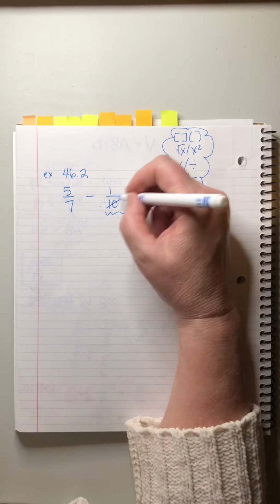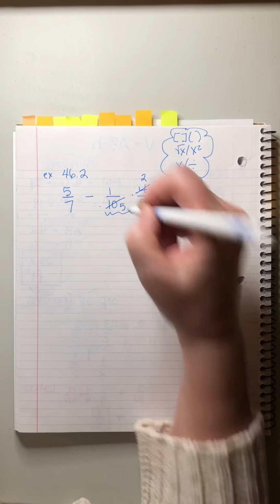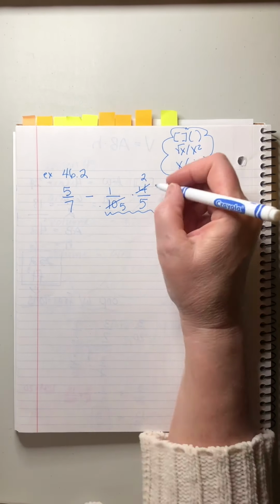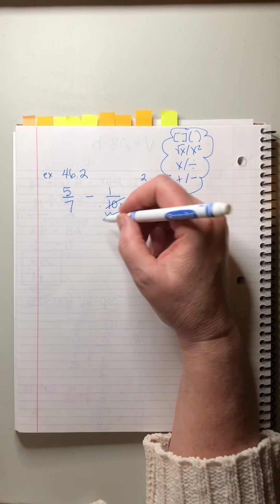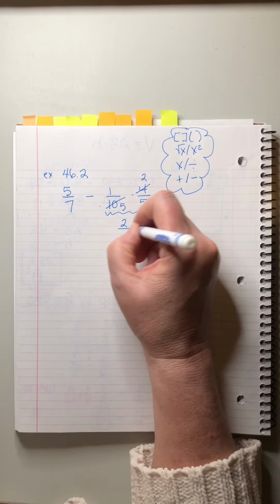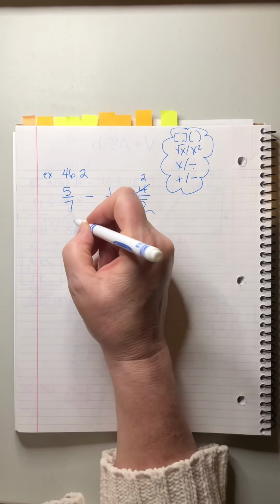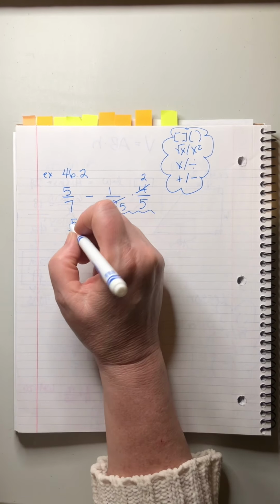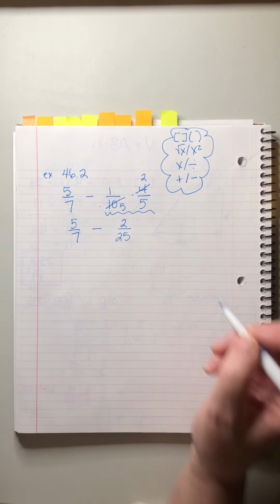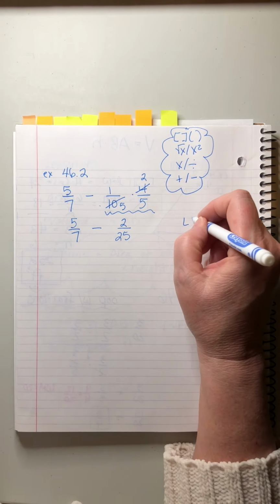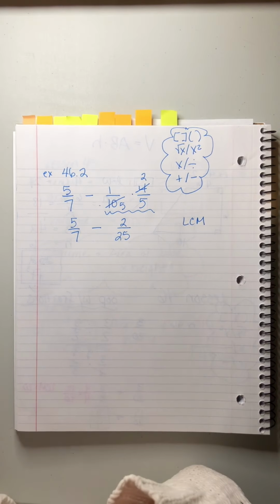All right, let's divide 2 out of both of these. That's 2 and 5, right? Okay, and then to multiply, we go straight across, so that will be 2/25. So now we have 5/7 minus 2 over 25. Oof. We're thinking now about our least common multiple, and that's looking rough, isn't it? That's looking real rough.